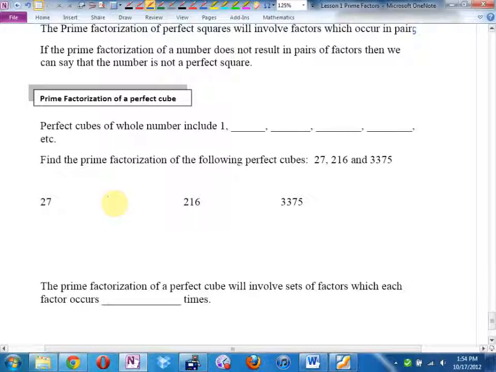What about the prime factorization of a perfect cube? When I say cubed, what exponent am I talking about? To the 3rd. Perfect cubes include 1 to the third, which is 1. 2 to the third. What's 2 to the third? 8. What's 3 to the third? What's 3 times 3 times 3? 27. What's 4 to the third? What's 4 times 4 times 4? 64.